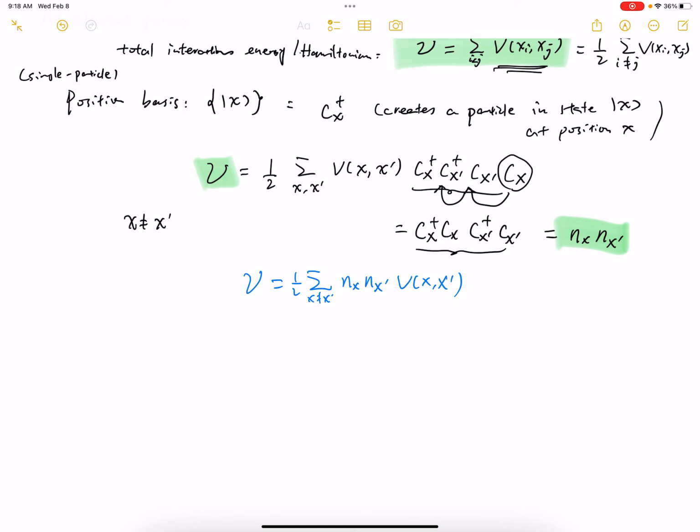Yeah. Is this operator purely on the diagonal? Because if I remember correctly, the number operator is on the diagonal.